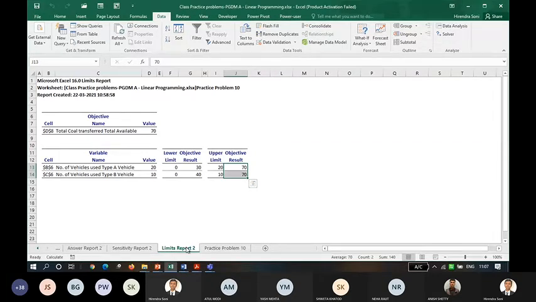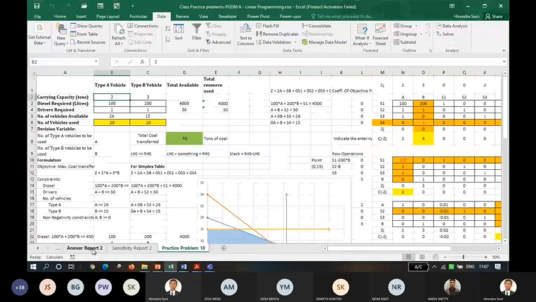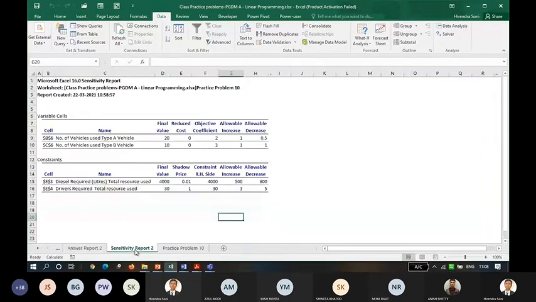Even if you don't generate this, it is fine. These two reports are useful for us. The answer report, because it tells me which resources are binding and how much of a resource is left that has not been utilized; slack is nothing but unutilized resource. Now coming to sensitivity, for the binding resources the shadow price is given as 0.01 and 1. Let us try to understand what this says. We have a total of 30 drivers, and all 30 got used. I am not left with anything.